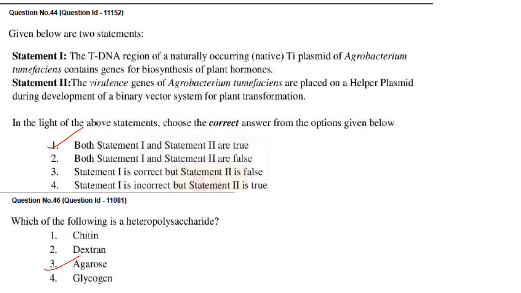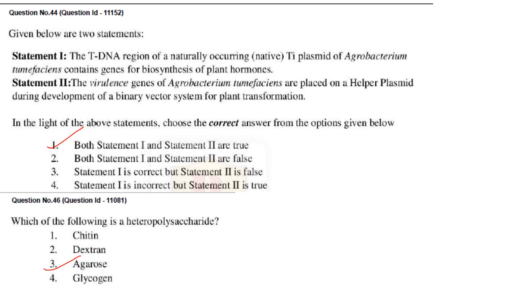Then which of the following is a heteropolysaccharide? A polysaccharide which contains different types of monosaccharides is a heteropolysaccharide. Now, chitin contains N-acetyl glucosamine residues in beta linkages. Dextran is a homopolysaccharide and is composed of alpha-1,6 linked D-glucopyranose residues with alpha-1,3 branched linkages.